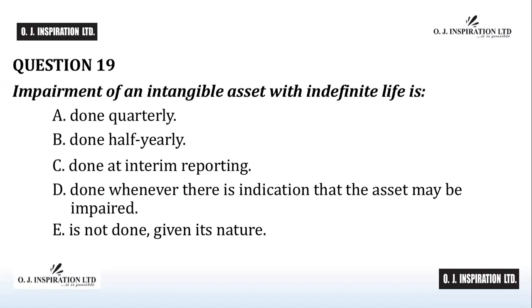Question number 19. Impairment of an intangible asset with an indefinite life is: A. Done quarterly, B. Done half yearly, C. Done at interim reporting, D. Done whenever there's indication that the asset may be impaired, E. Is not done given its nature. Time counts.